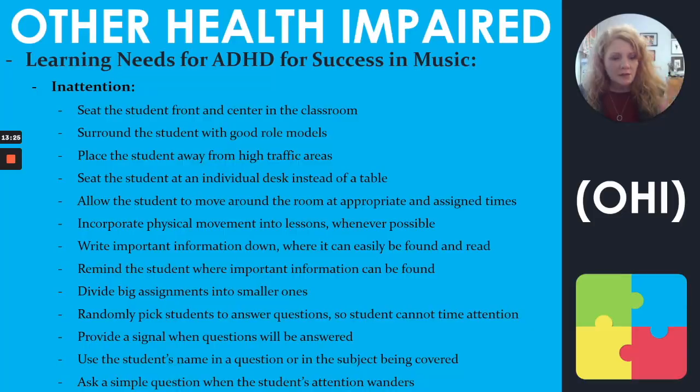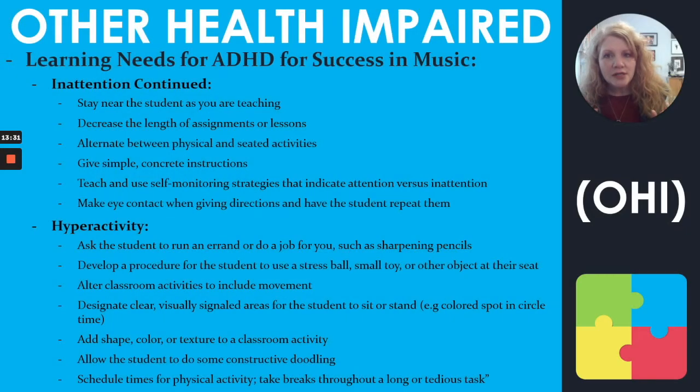Okay? Next, stay near the student as you are teaching. You've got to stay right where they are. If you start to wander away from where they are, they'll wander from what you're doing. Decrease the length of assignments or lessons. Alternate between physical and seated activities. They can't do 45 minutes sitting still. They've got to get up. Give simple, concrete instructions. We said that earlier.